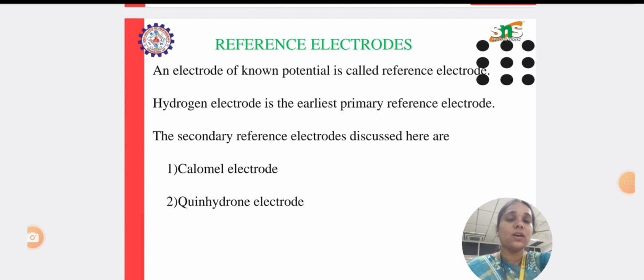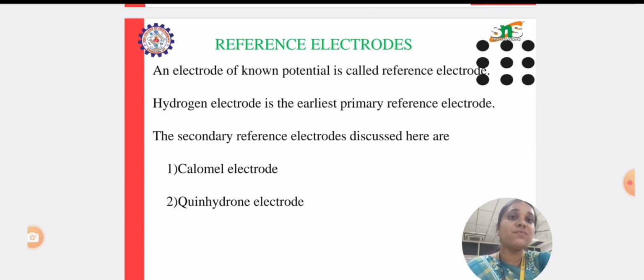An electrode of known potential is called a reference electrode. We take that as the reference for determining the unknown one. The first electrode we used as a reference electrode is the hydrogen electrode, so it is called the primary reference electrode.